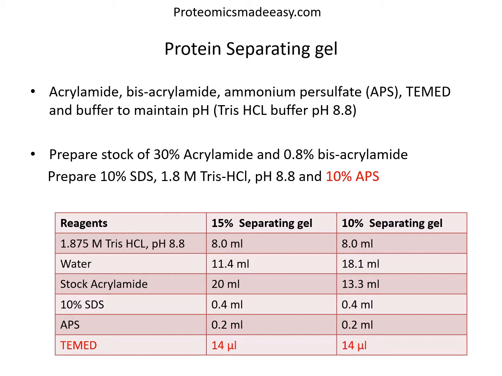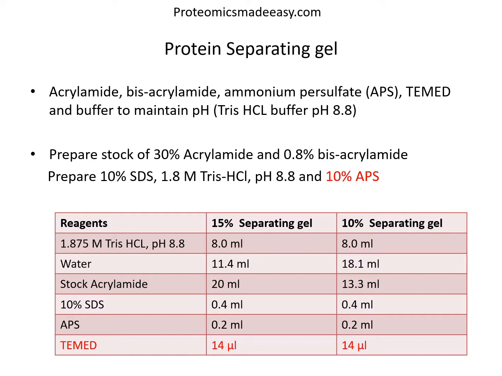To cast a 15% or 10% separating gel, mix the ingredients as shown in the table up to APS. Degas this solution under vacuum for about 30 seconds. After that, add 14 microliters of TEMED and mix evenly. The addition of TEMED will initiate the polymerization reaction. Usually it takes 15 minutes for the gel to set, however, this time can vary depending on the room temperature, so it is advisable to work fairly quickly at this stage.